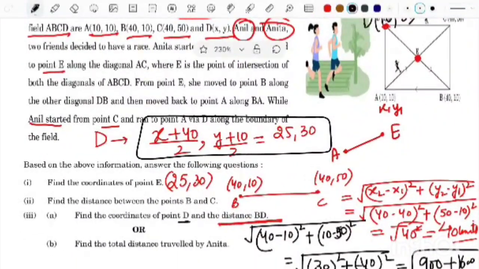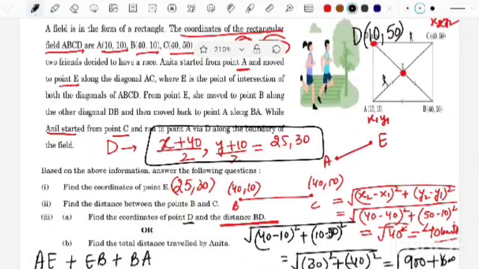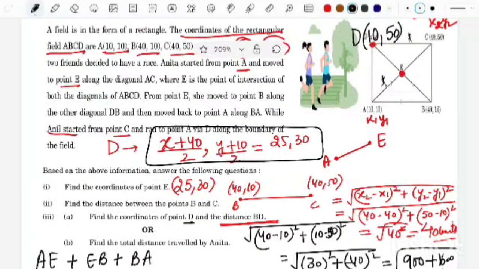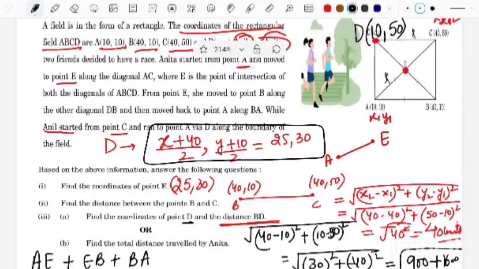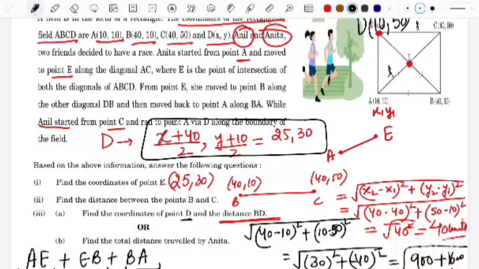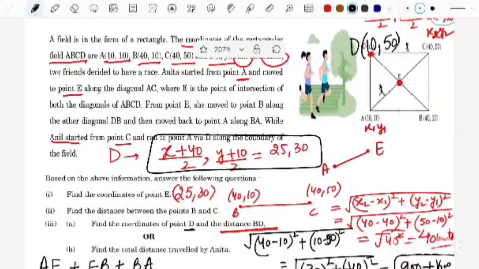Optional part also you can solve it. Find the distance traveled by Anita. How much distance she traveled, you can write it down. AE plus EB plus BA. Okay? Will you be able to find it or not? You have already found AE, right? You just have to add the distances, you will get the answer. The answer will be 80 units when you calculate. Okay, try to solve it. If you are not able to solve, you can comment or message me, I'll help you.